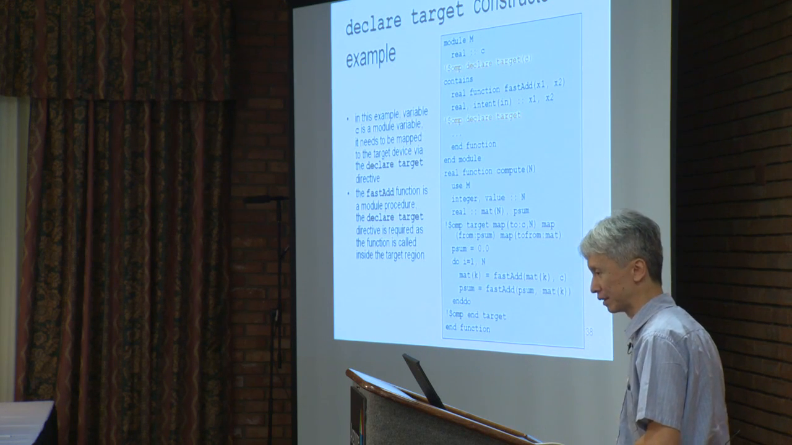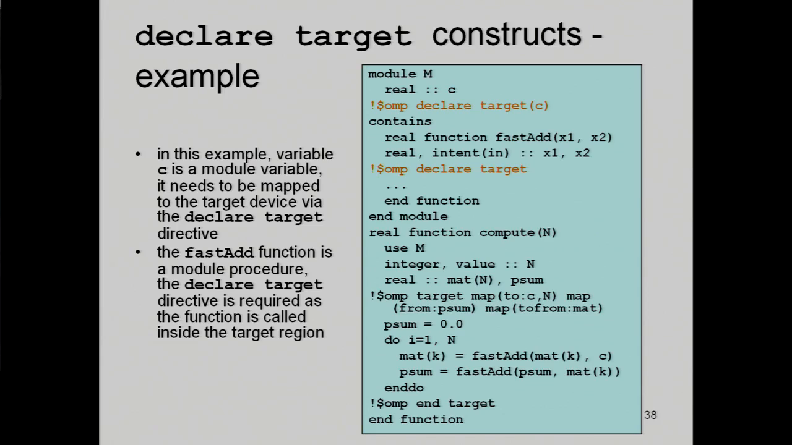It's another version of the Fortran syntax, because Fortran has more fancy stuff like module procedures. If you're familiar with Fortran, you know that. We also declare this module variable C to be used on the target device. So I need to declare it in the module like this. This is an example for that.